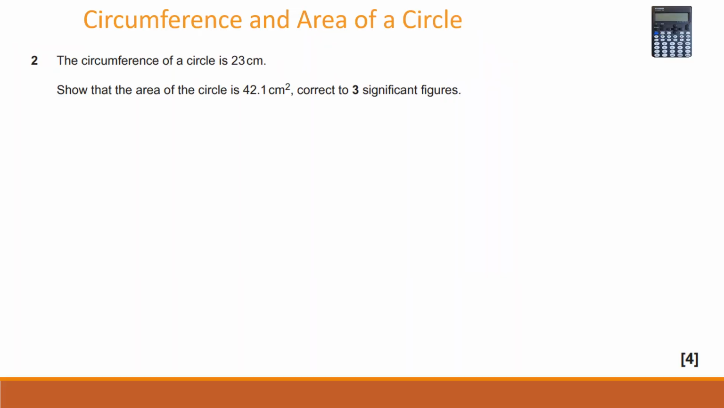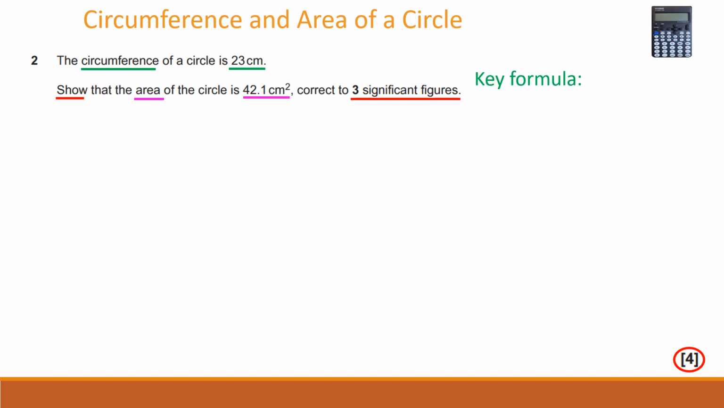This is a question linking the circumference and area of a circle. The keywords in the question are the circumference. The circle is 23 centimetres. And you've got to show that the area of the same circle is 42.1 centimetres squared, correct to 3 significant figures. This is worth 4 marks.